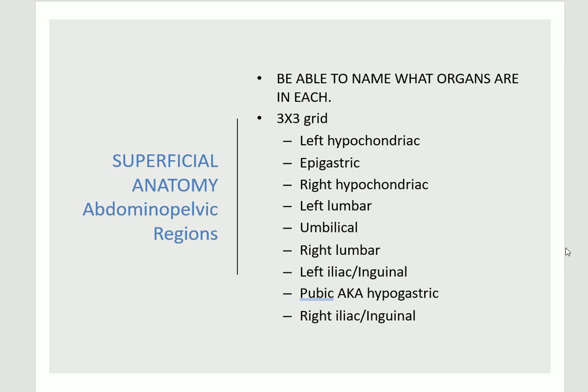We have the left and right hypochondriac regions. So this isn't hypochondriac as what you would think of. Hypo means low. Chondra is cartilage. So the hypochondriac region is going to be below the cartilage. So what we're talking about there is rib cartilage, and we have a right section and a left section. Epigastric, epi is superior or above, gastric is stomach. So epigastric is going to be above the stomach.